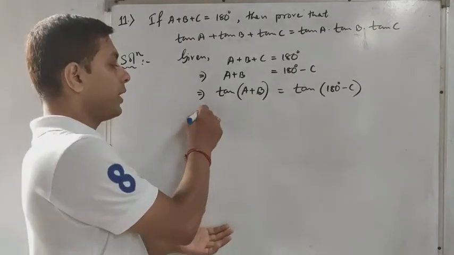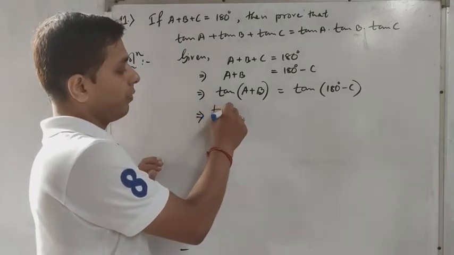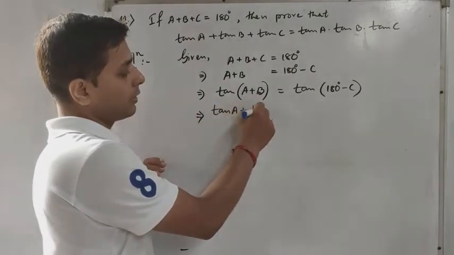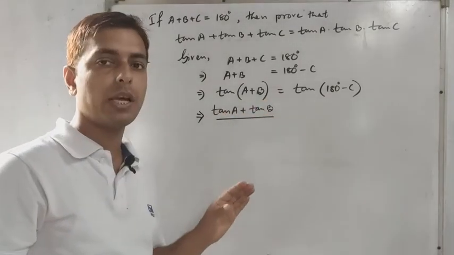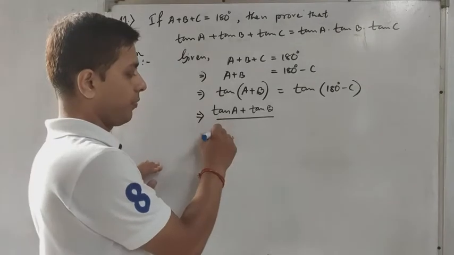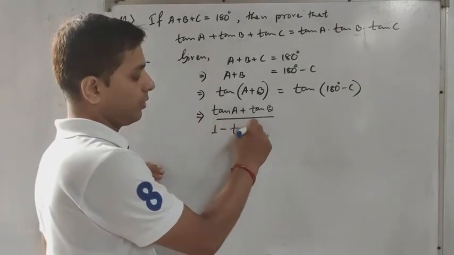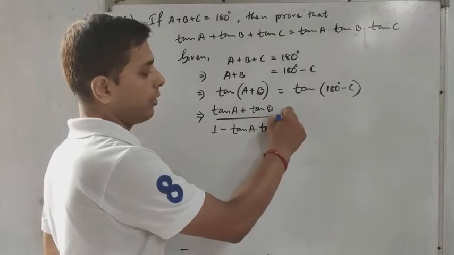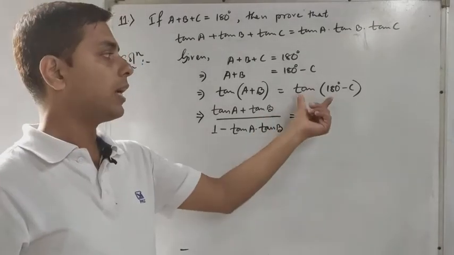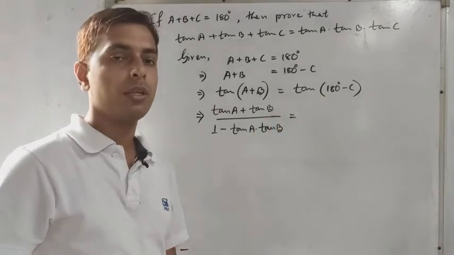We can directly apply the identity, that will be tan A plus tan B, whole divided by 1 minus tan A into tan B. And the other side, that is tan(180 degree minus theta).